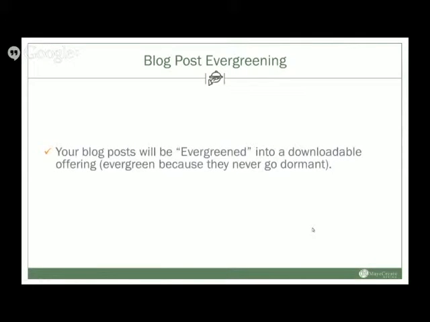So to create our offering, we're going to do what we call blog post evergreening. So we're going to take all 10 of those blog posts. We're going to try to focus them around a similar topic and talk to the same target market with them, the same buyer persona. And then I'm going to package them into a downloadable offering. And we call it evergreening because they don't go dormant. So then the information is readily available, all in a nice neat package.